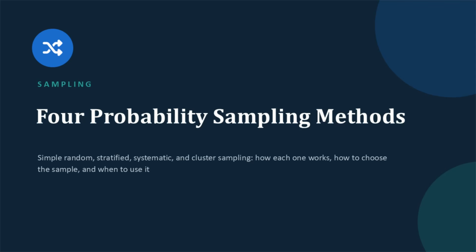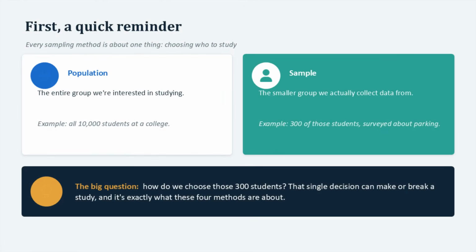Okay, everyone. In this video, we're going to talk about 4 common ways to actually choose a sample. Let's get into it. Before we start, let's quickly refresh the basic idea of sampling. The population is the entire group we're interested in studying. Then, from that population, we choose a smaller group called a sample. That's the basic setup.